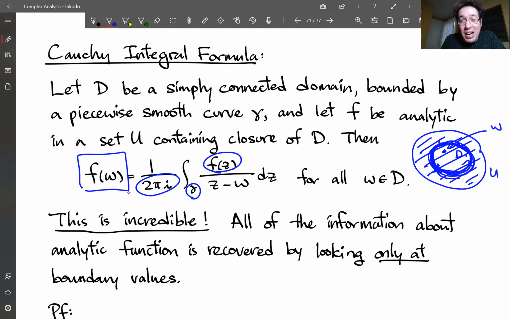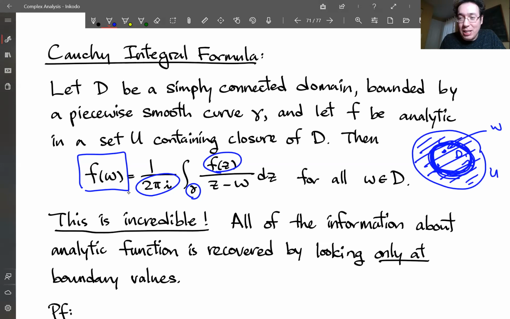Okay, so I just want to say this is incredible. That means that any analytic function contains all the information about the function inside just by looking at the boundary. So this tells you how restrictive this condition of being analytic is. Because once you define a function along a curve around the region, that tells you how the function has to behave inside. There's no more choices after that.